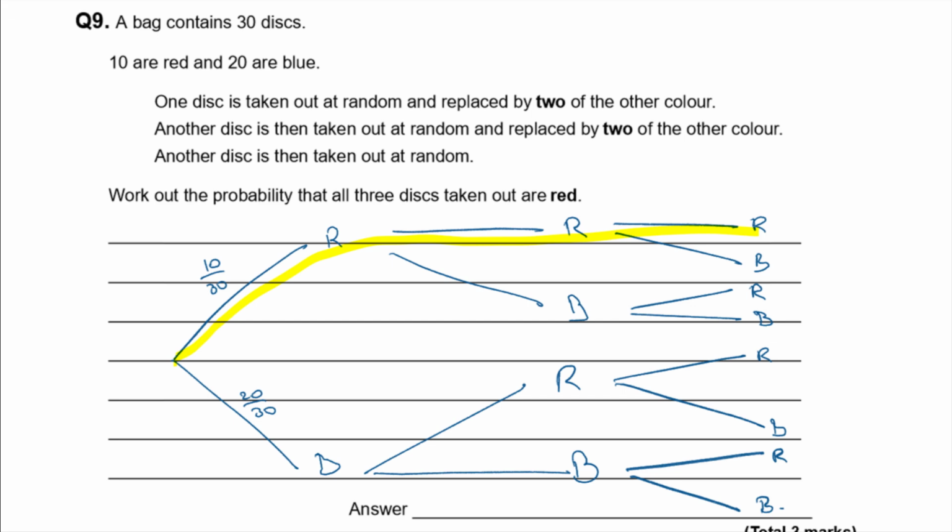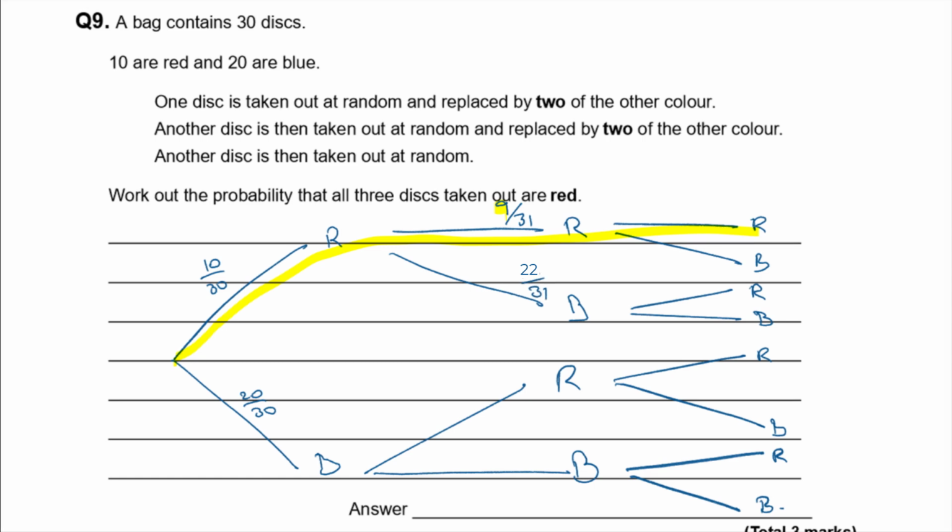Then what happens? 1 disc is taken out at random and replaced by 2 of the other colour. Okay, so if I take a red one out, then I'm going to have 1 less red and 2 more blue than I had before. So I'm going to have 9 red ones out of a total of, if I took one away and added 2, I've got 1 extra, haven't I? So that's 9 over 31 there. And for blue, I had 20. I haven't taken any out and I've added 2 extra, so I'm going to get 22 over 31 there.